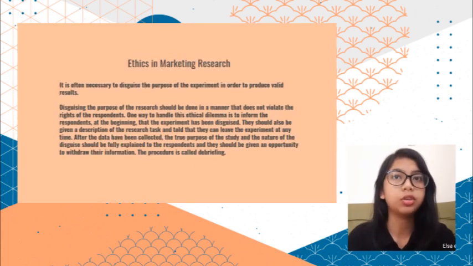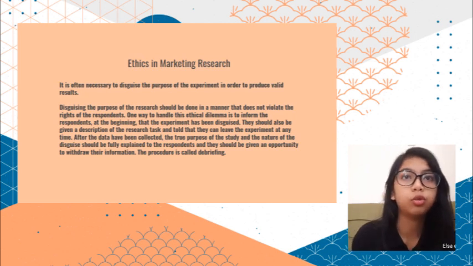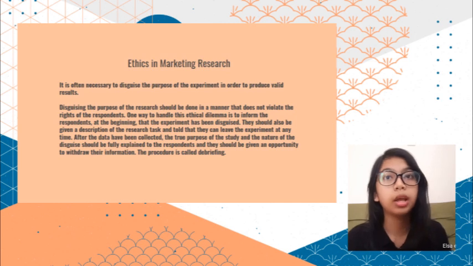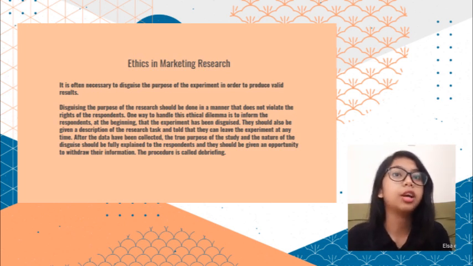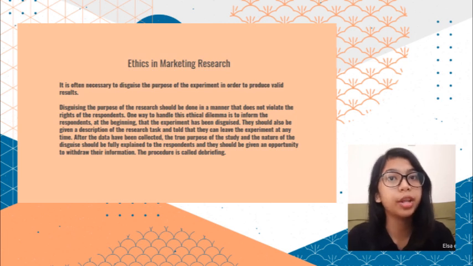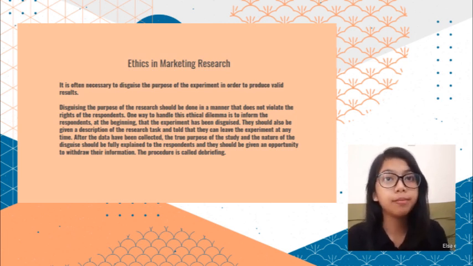Ethics in marketing research. It is often necessary to disguise the purpose of the experiment in order to produce valid results. Disguising the purpose of the research should be done in a manner that doesn't violate the rights of the respondent. One way to handle this ethical dilemma is to inform the respondent at the beginning that the experiment has been disguised. They should also be given a description of the research task and told that they can leave the experiment at any time after the data have been collected.